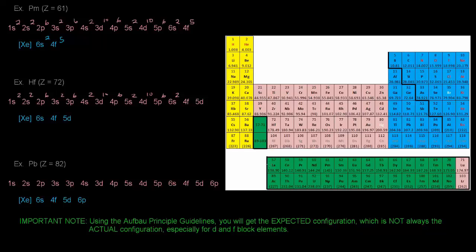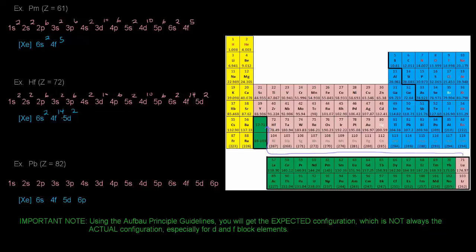So I have to drop down to 4f, go through all 14 of those, and then I start with this Lu over here. You can imagine this Lu is actually supposed to be right before the hafnium, right here. So that would be 4f14, and then 5d1 at 71 with the Lu, and then 72 comes right after, hafnium. So that's 5d2. The abbreviated version would be xenon, and then 6s2, 4f14, and 5d2.